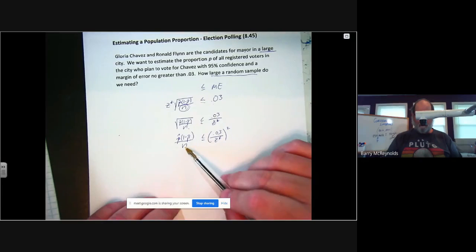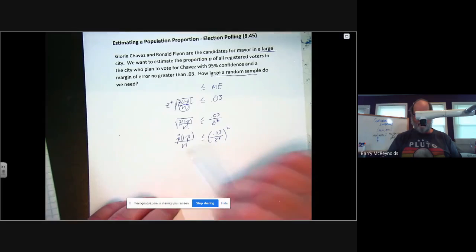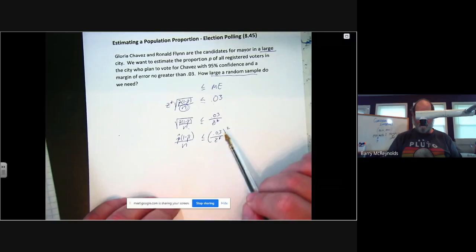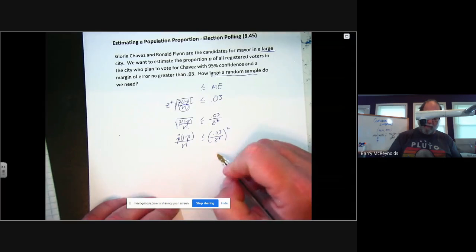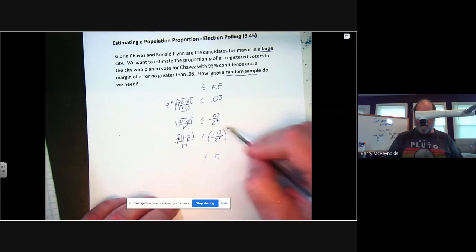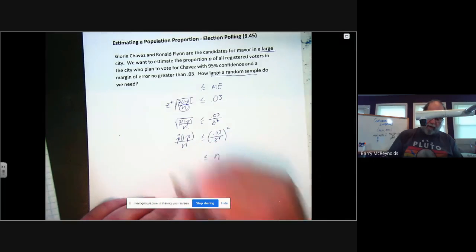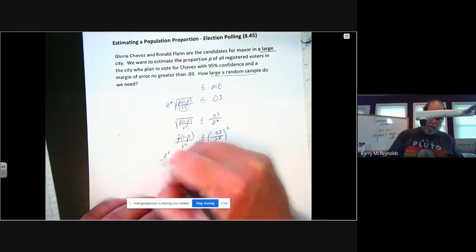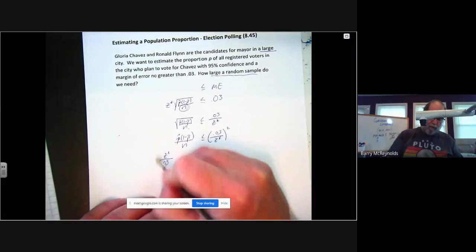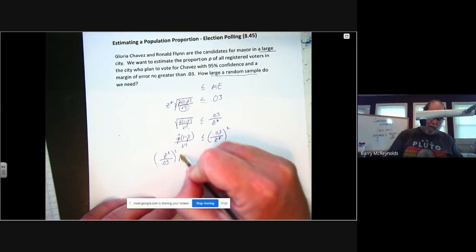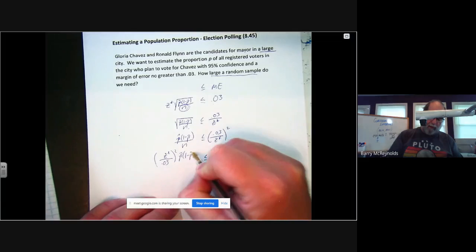And so now I'm still wanting to solve for n, and this is kind of like a proportion here. So I'm going to kind of cross multiply, but I want to get n over here by itself. So I'm going to multiply both sides by n. So I get n on this side, and I'm going to divide by this whole thing. So I'm just going to kind of switch places. And when I do that, I end up with z star over 0.03 squared times p hat times 1 minus p hat.